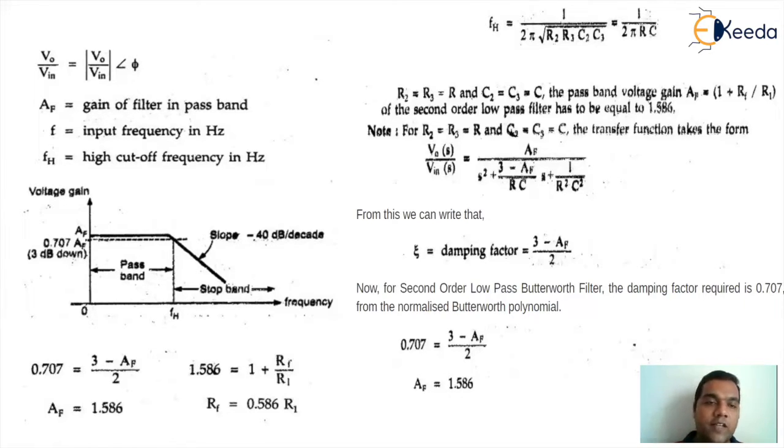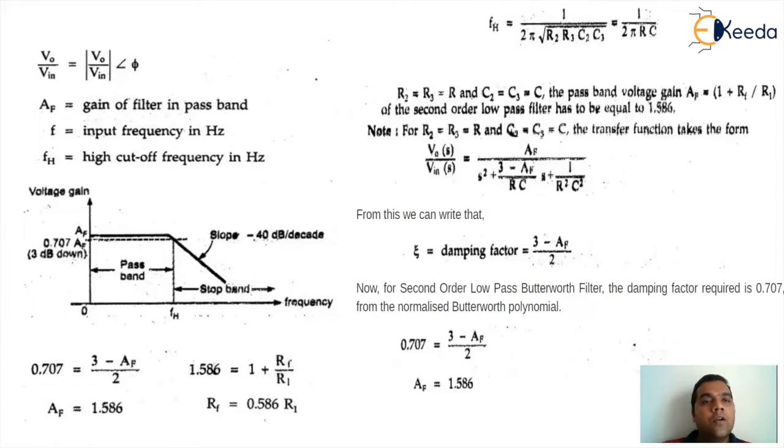If you see the response carefully, at the cutoff frequency we land at the 3 dB point, and the slope of the response is much steeper, minus 40 dB per decade, compared to the previous first order filter slope of minus 20 dB per decade. This is the major advantage of using a higher order filter. A higher order filter will always give you a better response, and under this situation a practical response will try to approach the ideal response.